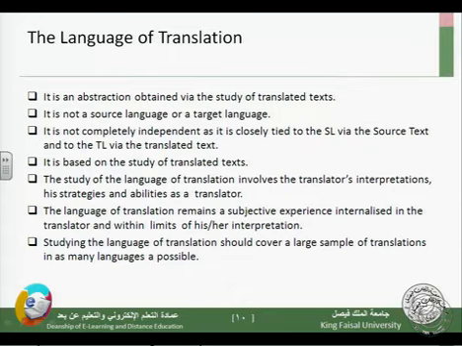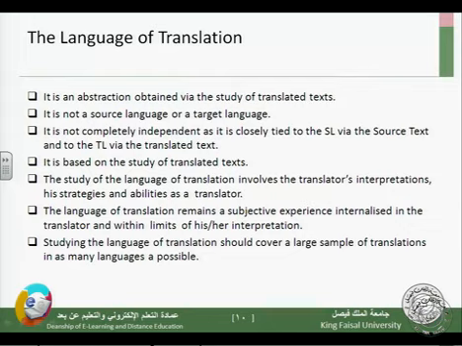It is not a source language or a target language. When you have translated a text from Arabic into English, you can't say the language of this text is English. I know it is written in English, but the language of translation is abstract. It is not a source language, it is not Arabic, it is not English, but it is not completely independent. It is not completely independent.